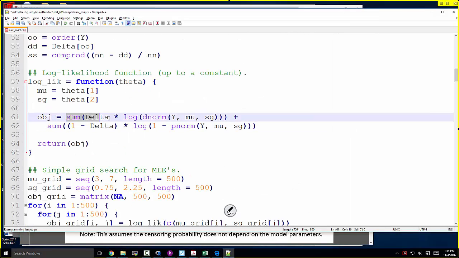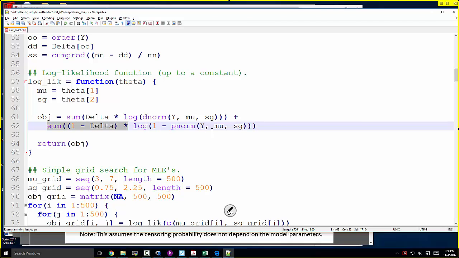Sum of delta times log of the PDF, and we're assuming normality, so I'm using dnorm to evaluate the PDF at y with the current choice of mu and sigma, plus the sum of 1 minus delta times log of 1 minus the CDF. A CDF for a normal can be gotten with pnorm. dnorm, dbinom, dpois, dgamma, those are all PDFs or PMFs. pnorm, pbinom, pbeta, and all that, those are CDFs.